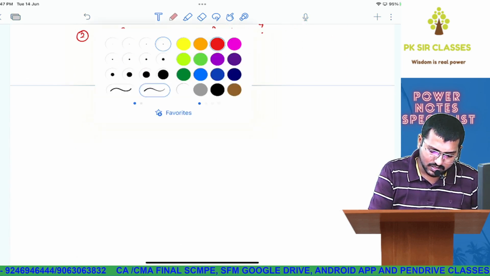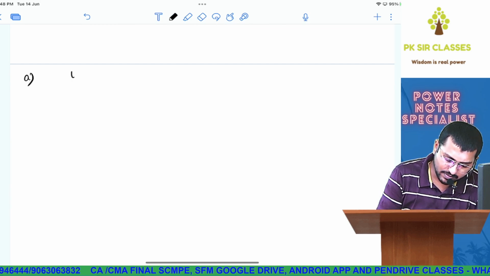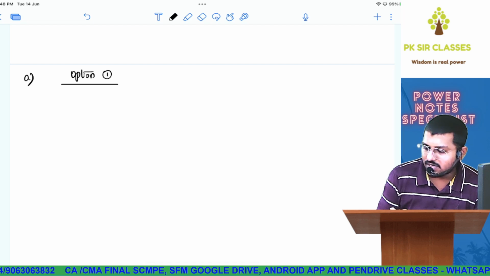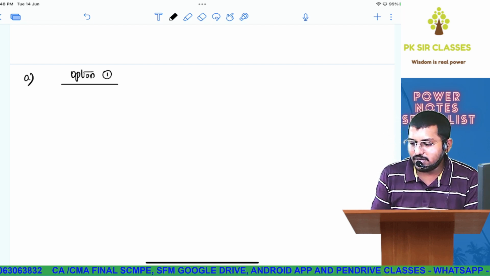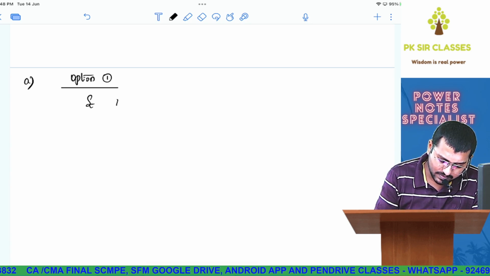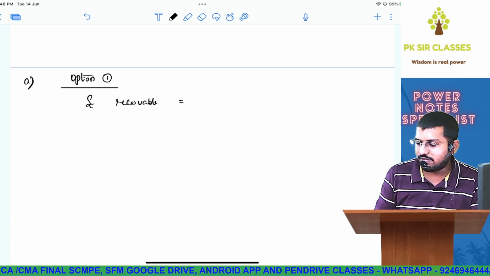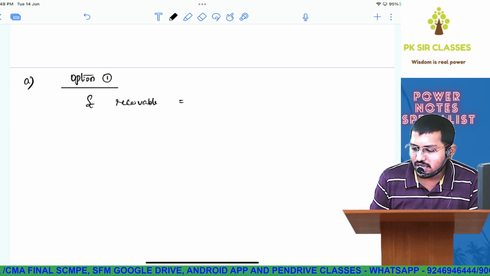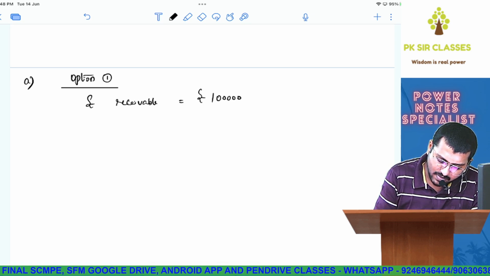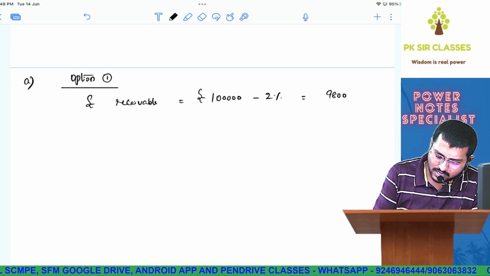Let's solve it. What is the first option? Immediate payment. We have done export, so we will be receiving, so it is pound receivable. How much will that party give? Will he give the entire 1 lakh pounds? No. 1 lakh pounds minus 2%. Correct? Obviously, you'll be getting 98,000 pounds.